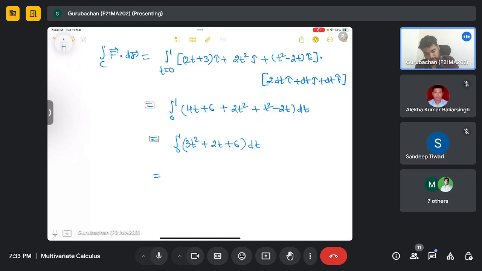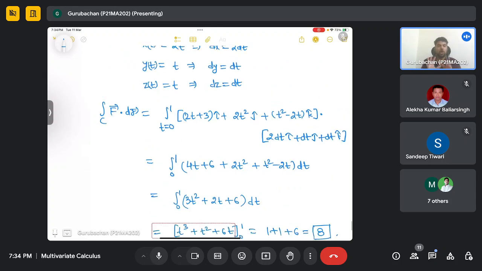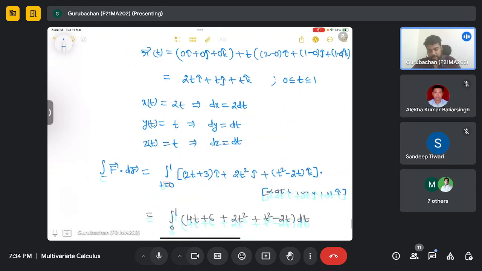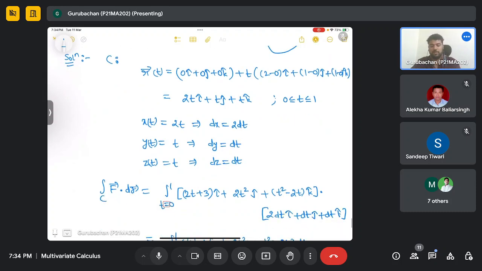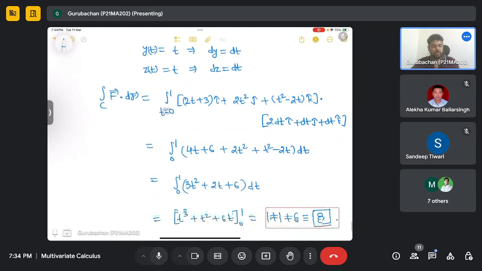So let us integrate it. The integral of t cube plus t square plus 6, from 0 to 1, gives 1 plus 1 plus 6, which is 8. So this is the correct answer that we got. What is the benefit of writing all the things explicitly? There is less possibility of getting an error or getting the wrong answer.